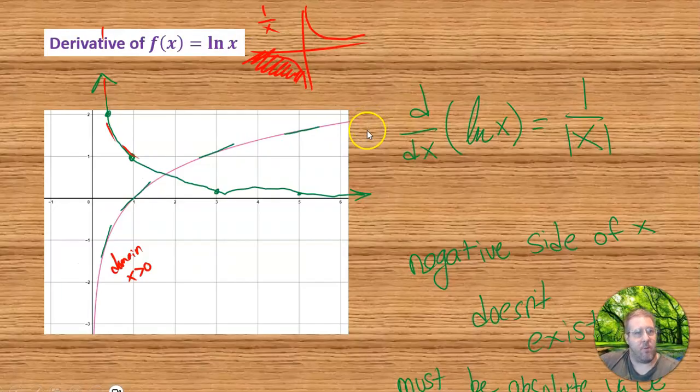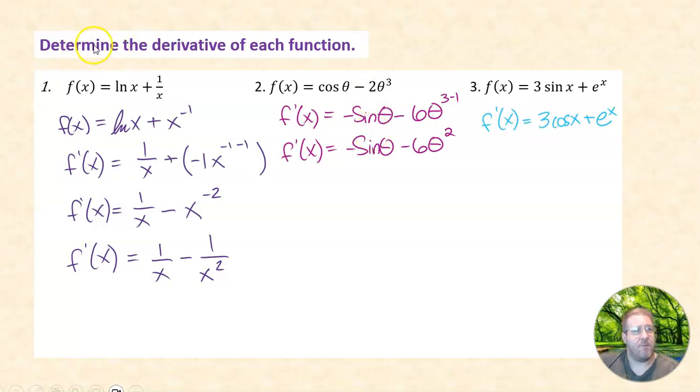All right, so what do we have next? Determine the derivative of each function. So it looks like we're just putting it to practice. Let's be honest, this is just using the same things. The derivative of natural log of x is 1 over x, right? So d dx of this is this. Use your simple power rule to find the derivative of that, and then just simplify. Derivative of cosine is negative sine.